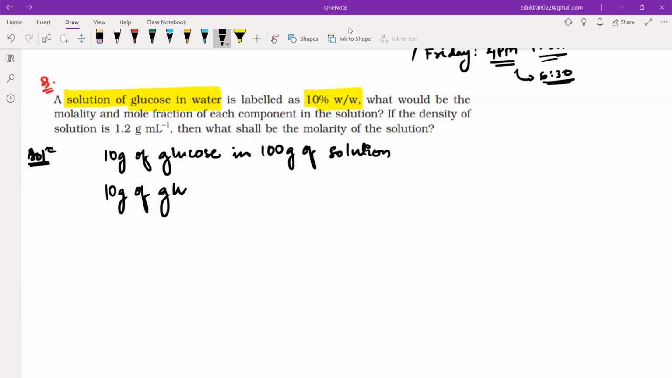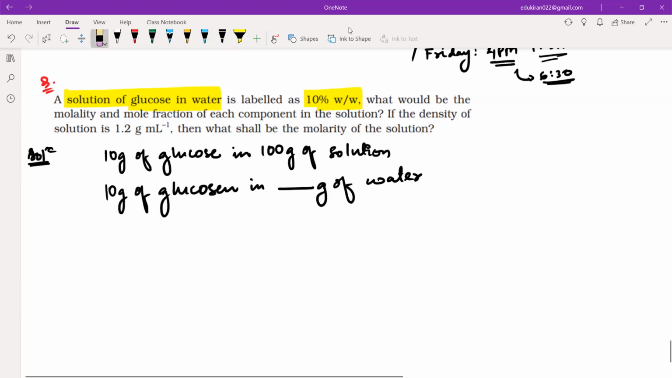अब ये बताइए हनीफा, if you have 10 gram of glucose, so you can also write 10 gram of glucose in dash gram of water. बताइए, how many grams of water will be there? Sorry, can you please write in chat? 90 है ना? 90 right? Yes, sir. 90 ग्राम.